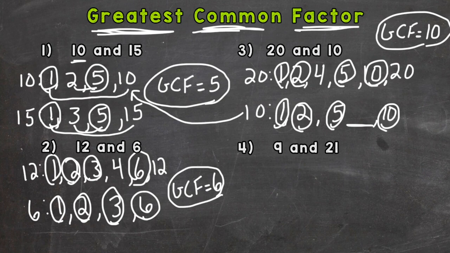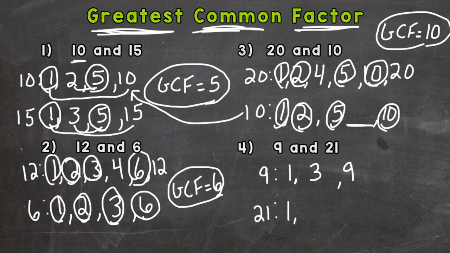All right, lastly, number 4, we have 2 odd numbers here, 9 and 21. So let's write our factors. So for 9, we'll start with 1 and 9. And then is there anything else that we can multiply to get 9? Well, 3 times 3, so 3 is a factor. You only need to write 3 once though.